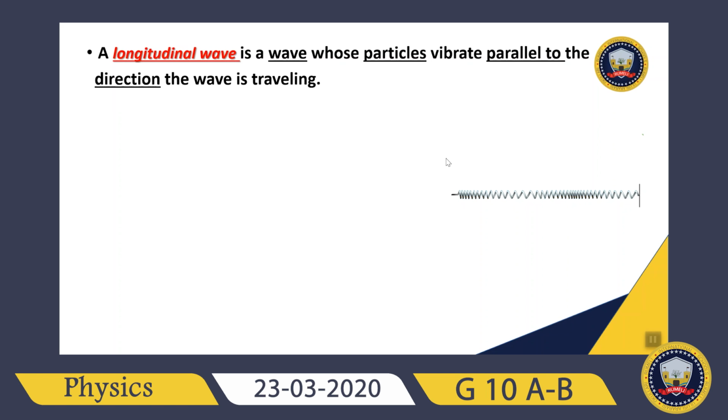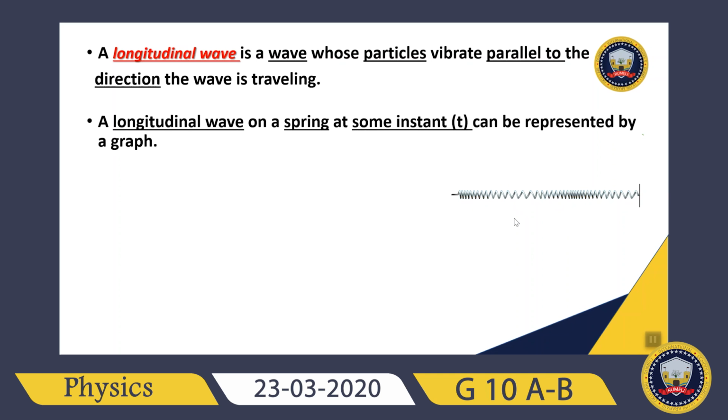And as you see, there are some regions where the spring is compressed, and other regions where the spring is stretched. Here is compressed, here is stretching, and so on. So the longitudinal wave on the spring at a certain instant of time can be represented by a graph. We are going to show how the graph is plotted.